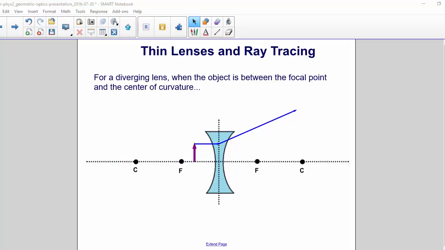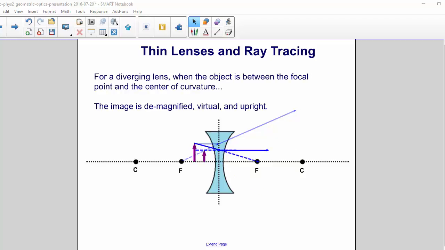And for the last example, the object is within the focal point. Again, we're going to draw the same three rays, first parallel and then away from the focal point. Next, towards the focal point on the opposite side and then parallel. And finally, we draw the ray that goes straight through the center of the lens undeflected. Again, since they don't converge, we have to draw dotted lines back in the other direction. And we get the same answer as the previous two: demagnified, virtual, and upright.